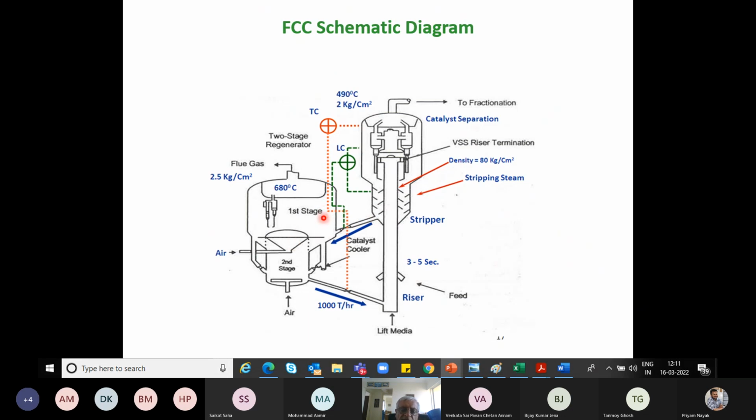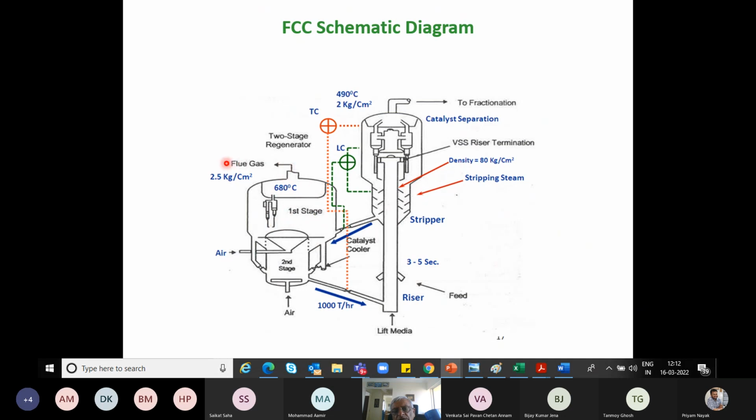Here, on purpose, I have shown you another configuration of the regenerator. This is a two-stage regenerator, the first stage and the second stage, because there's a large amount of carbon to be burned, and with two stages we can reduce the total amount of air that you may need. So the catalyst along with the carbon goes into the first stage, where part of the air we put in and part of the gases coming out of the second stage go into the first stage, where there's still some oxygen left in the flue gases coming out of the second stage. And that burns off the carbon completely.